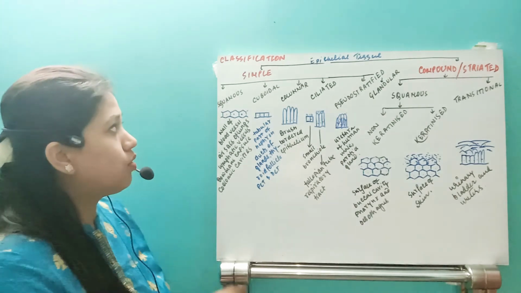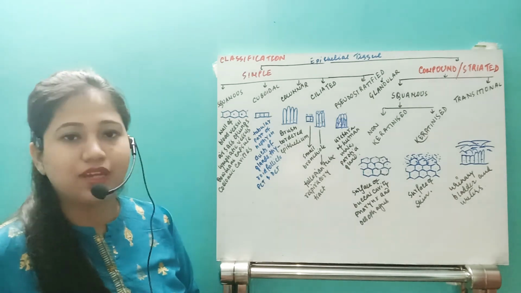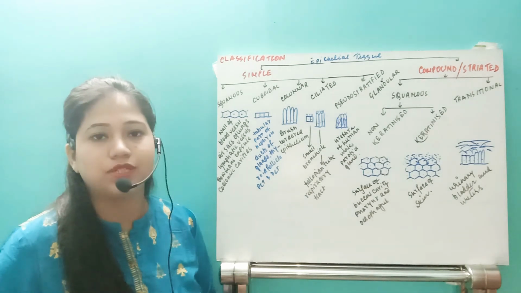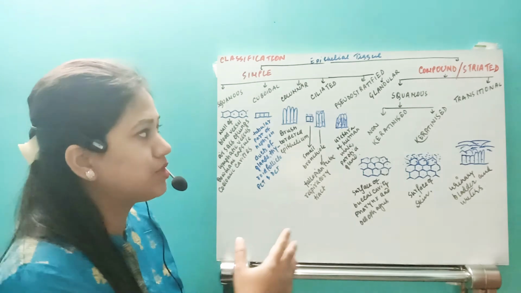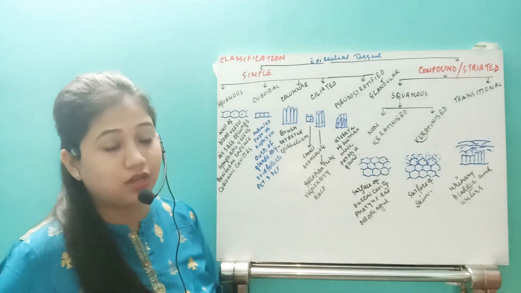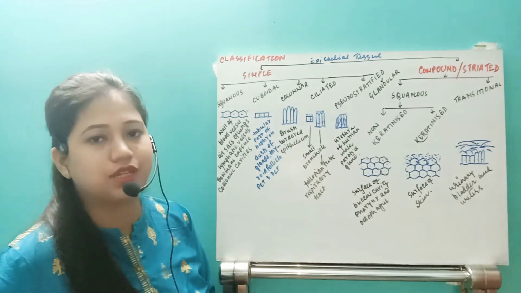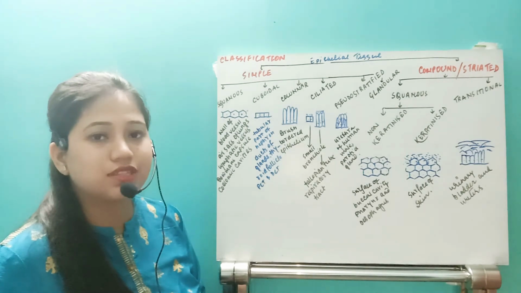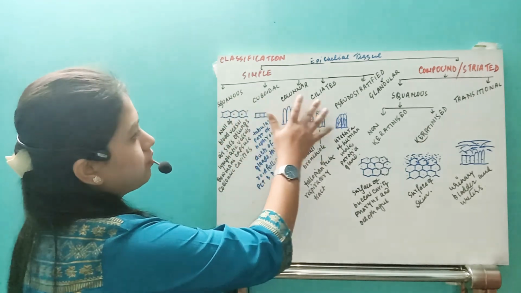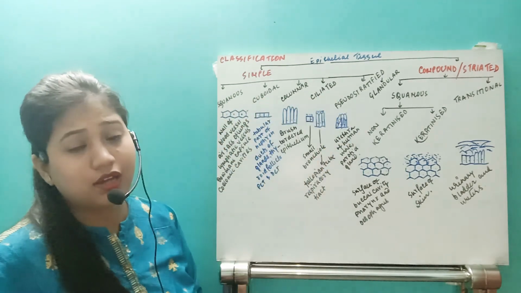Okay. So if it is a simple epithelium, depending upon the structure and shape of the cells, it is going to be of different types, and if it is compound also, we are going to see different types of compound epithelium. Now first of all, just see the simple epithelium, which is divided into these 3, 4, 5, 6 types of epithelium.